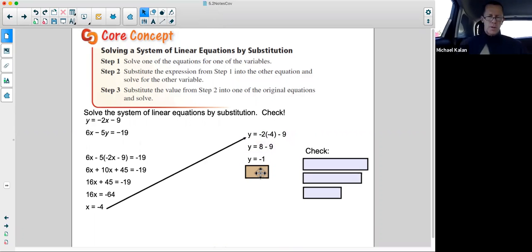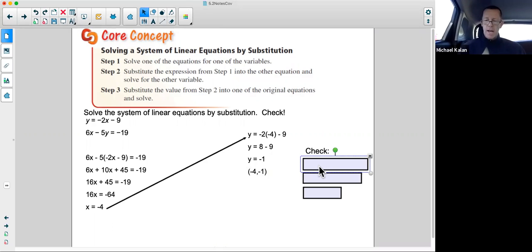And so what's our solution? Remember, it's an ordered pair. Think about this. Think about when we graphed, right? It was the equations of the lines of two equations. We're looking for where they intersect, because that point of intersection is a solution for both of the equations. So it's -4, -1. And then we're going to check it by plugging in.